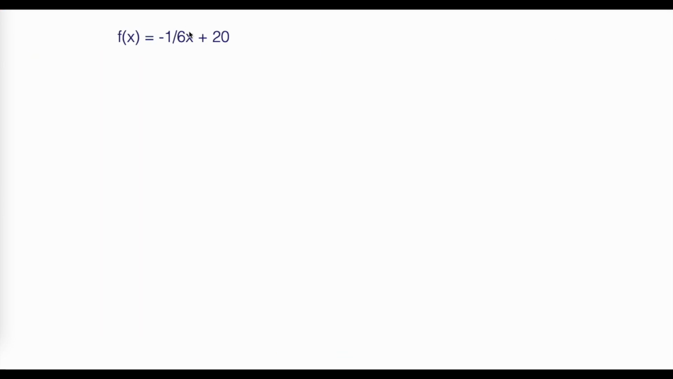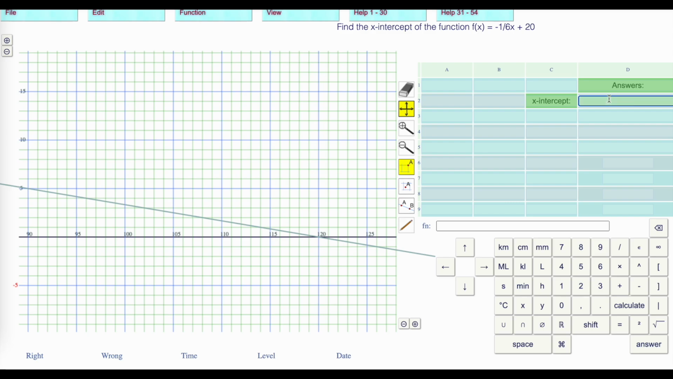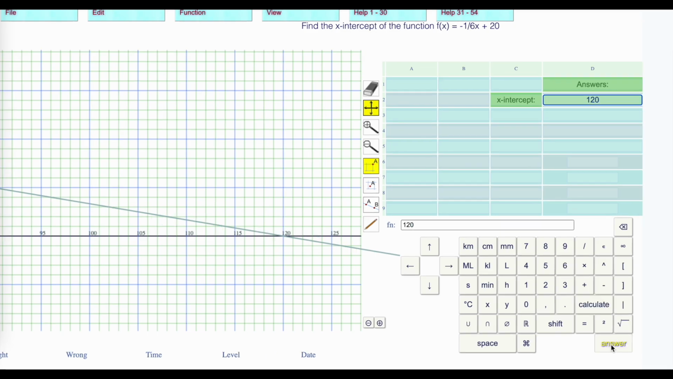To get these zeros, or the x-intercept, we're going to set the y value to 0. Negative 1 divided by 6 is negative 0.16 repeating, x plus 20. I want to get rid of this 20, so I'm going to subtract 20 from both sides. That gives me negative 20 is equal to negative 0.16 repeating x. Then to get rid of the negative 0.16 repeating, which is multiplying the x, I'm going to divide. If I divide on the right-hand side, I have to also divide on the left-hand side to keep everything balanced, and that gives us 120 is equal to x. The x-intercept is 120. Press answer to see if we're right.